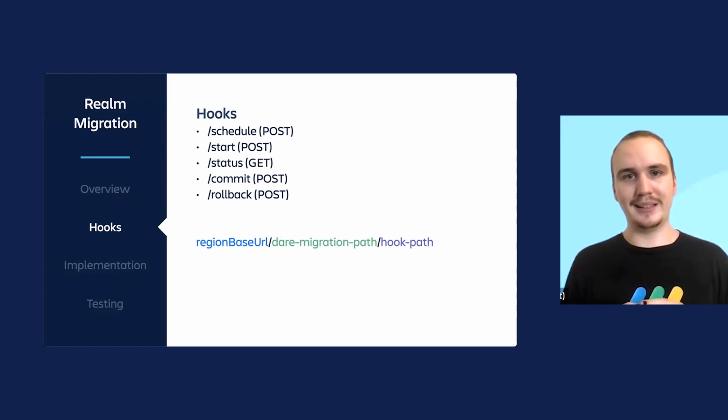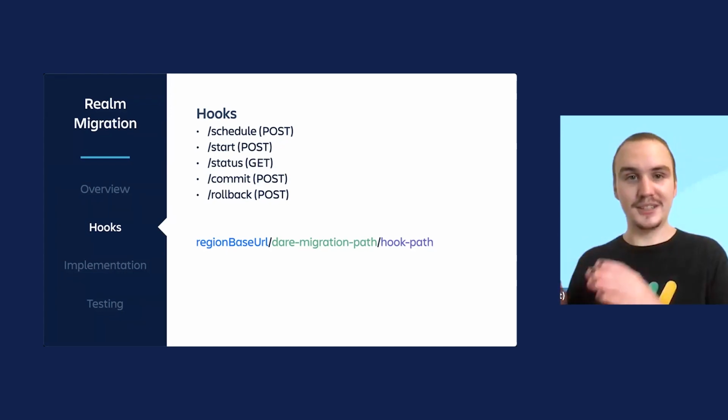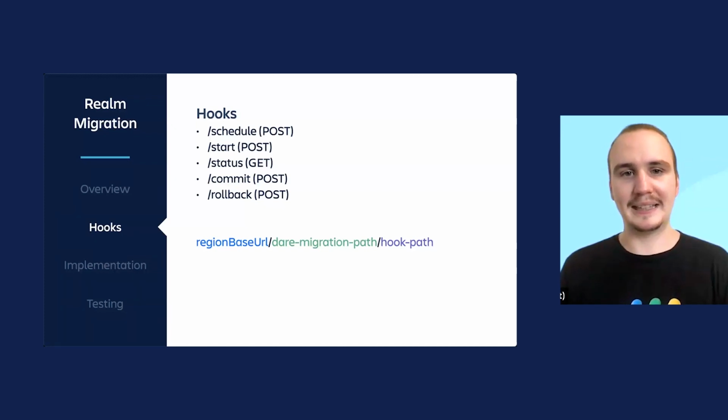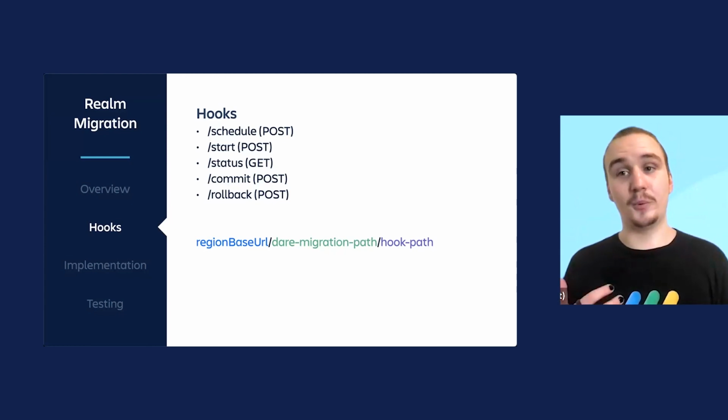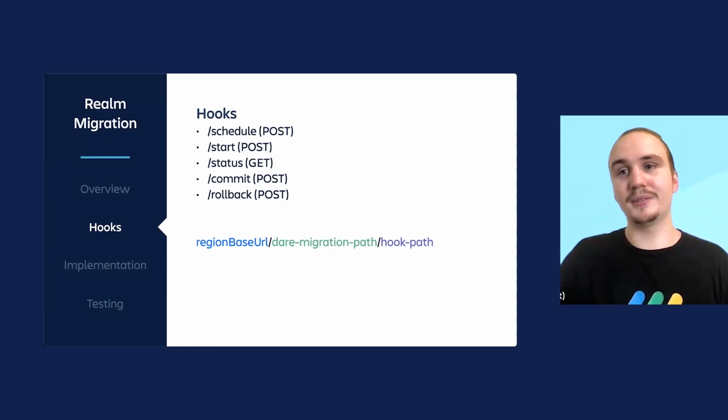once a run migration is scheduled. You get an event to the start hook once you should start with the migration. The status hook is for polling the status. The commit hook is committing the data to the new region, and the rollback hook is there in case something goes wrong. Okay, that's the rough overview. Now let's talk about how we implemented the run migration.